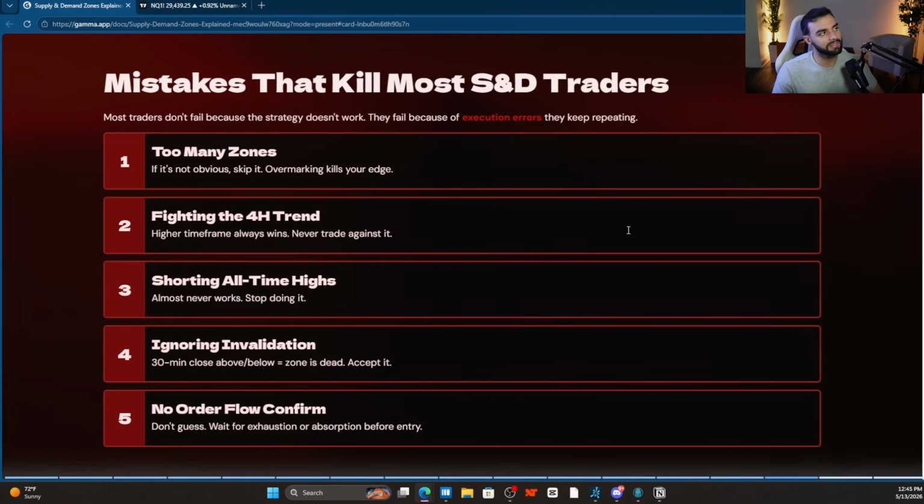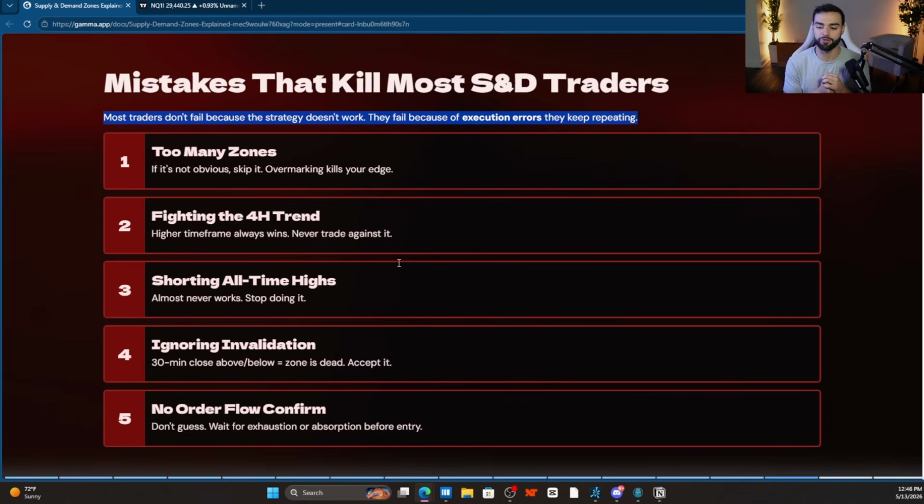The mistakes that are going to kill the most supply and demand traders: most traders don't fail because the strategy doesn't work. They fail because of execution errors they keep repeating. So there's too many zones. If the zone isn't screaming at you like this is the most obvious zone in the world, skip it, right? Over marking is going to kill your edge. You're going to have zones everywhere. Focus on those big, obvious zones.